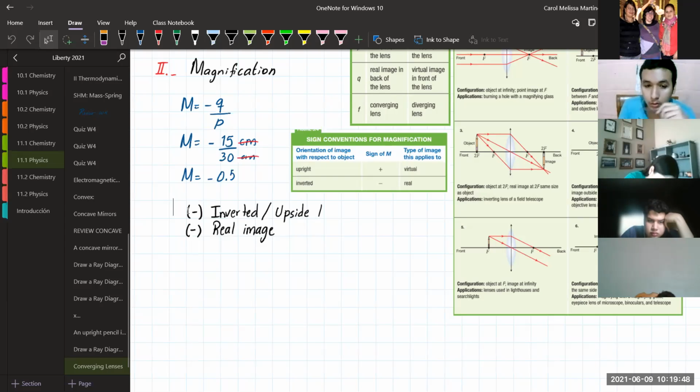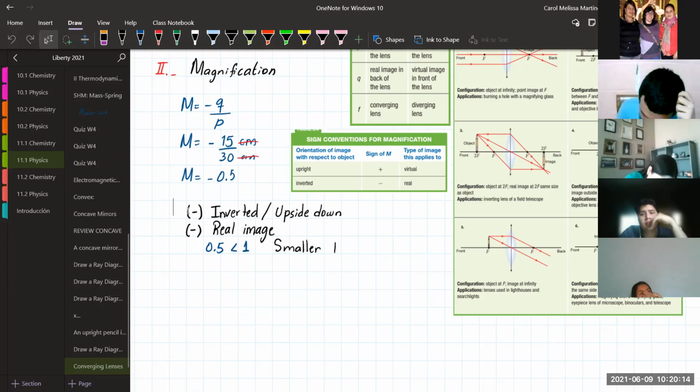And then the other magnification thing that we need to analyze is the value. 0.5 is less than 1. So the image is going to be larger or smaller. Smaller. Smaller than the real object. Okay? Okay, this is what we write about the magnification.